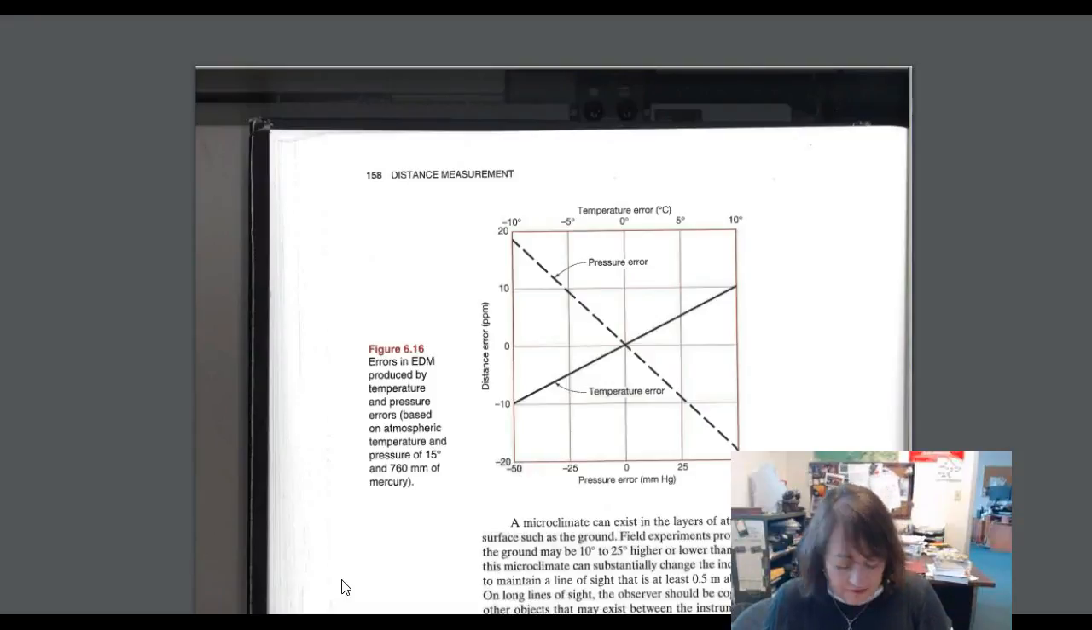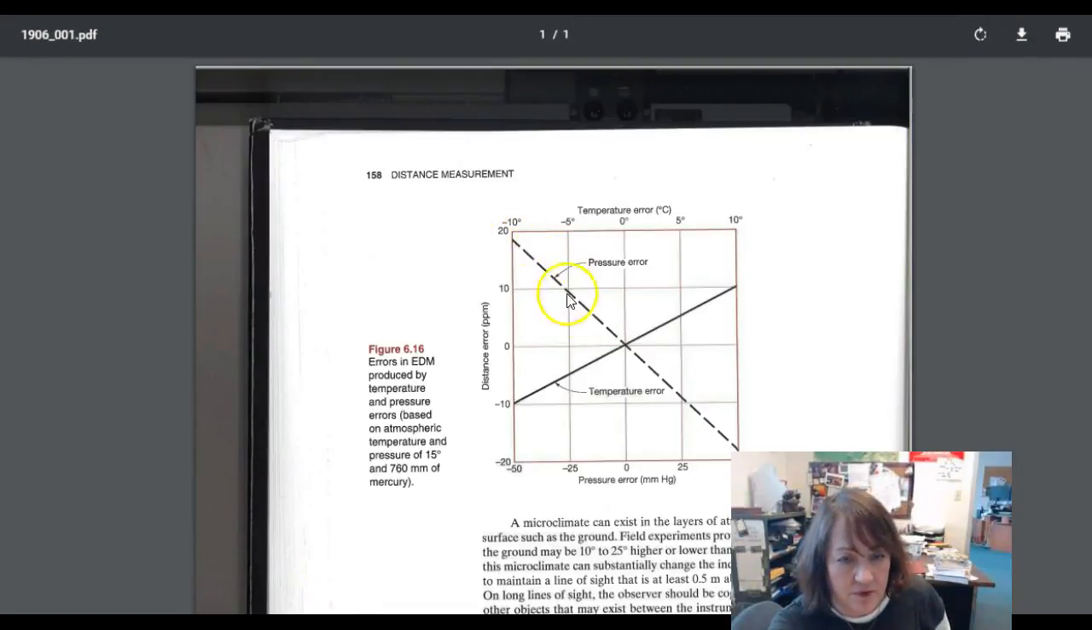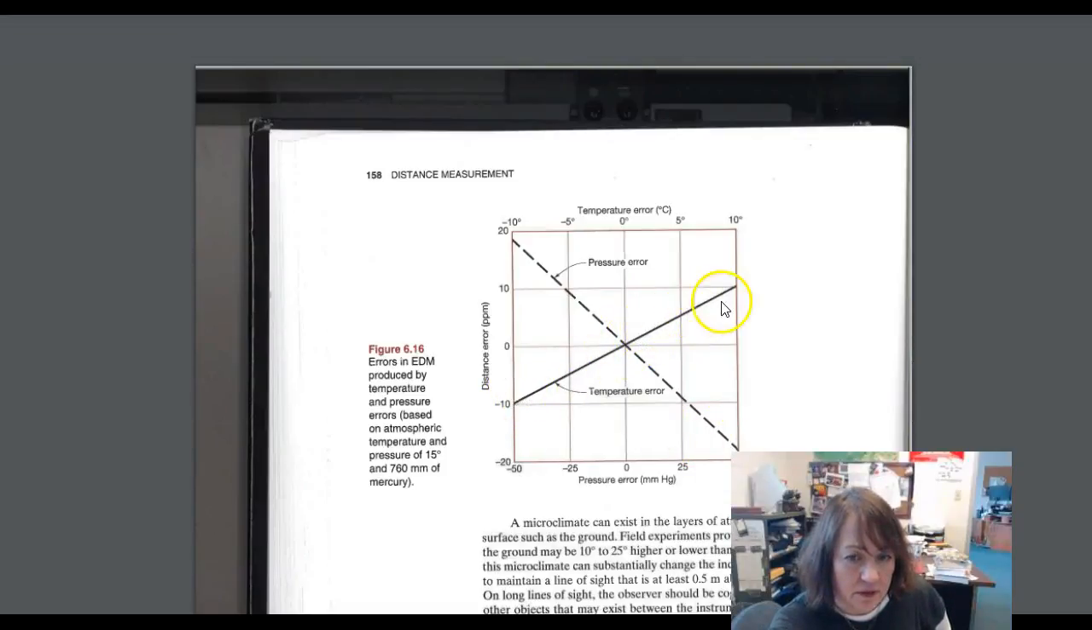But 624 says, if the temperature and pressure at the measurement time are 18 degrees centigrade and 760 millimeters of mercury, what will the error in electronic measurement be on a line that is 3 kilometers long if the temperature at the time is observed to be 10 centigrade degrees too high? Okay, so what we're saying is that the pressure, which is represented by this line, will not require a correction. However, the temperature is 10 degrees too high. Now, here's the temperature error, and that means ours is plus 10.